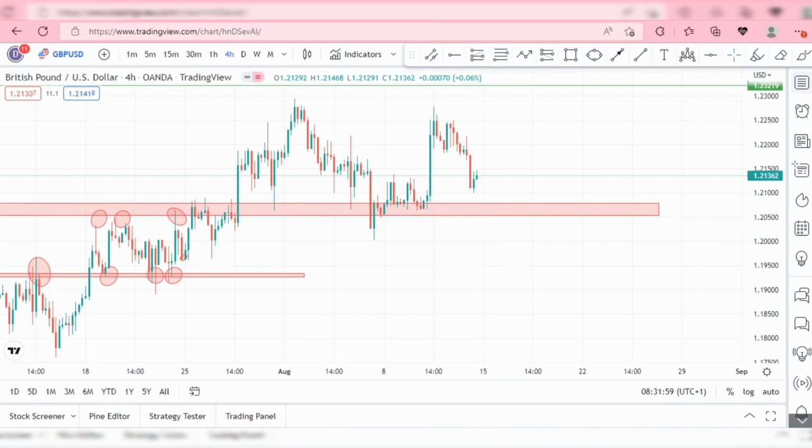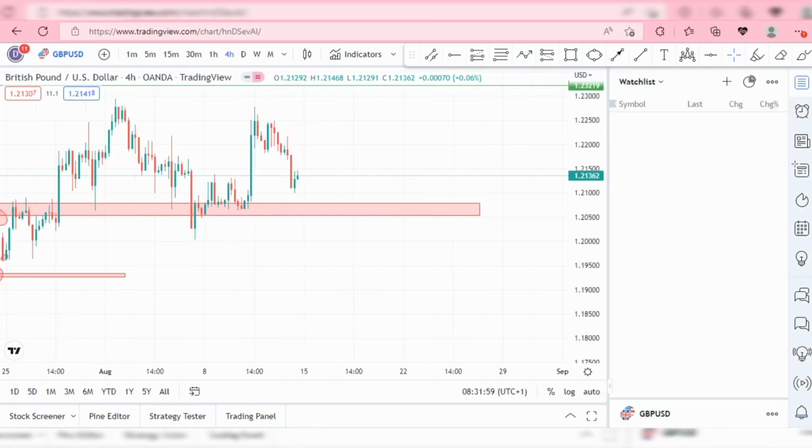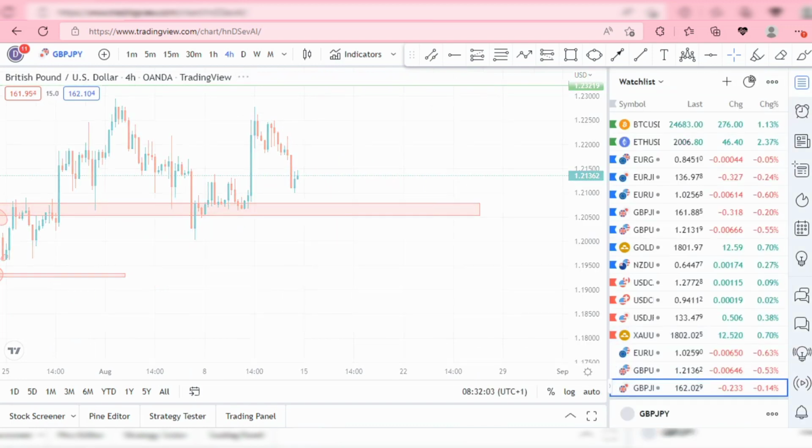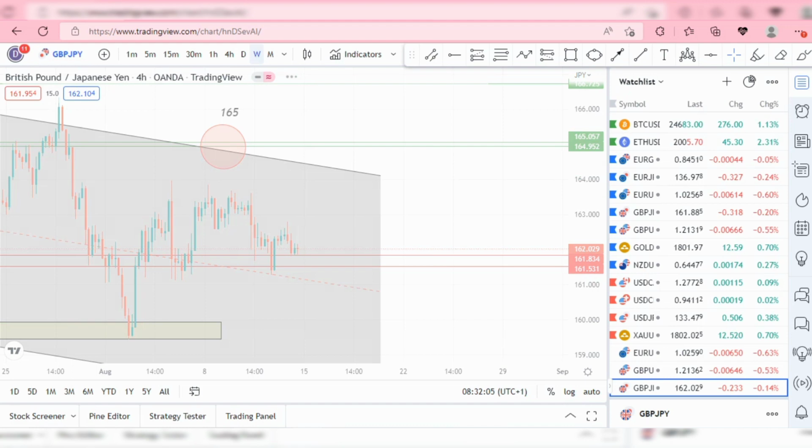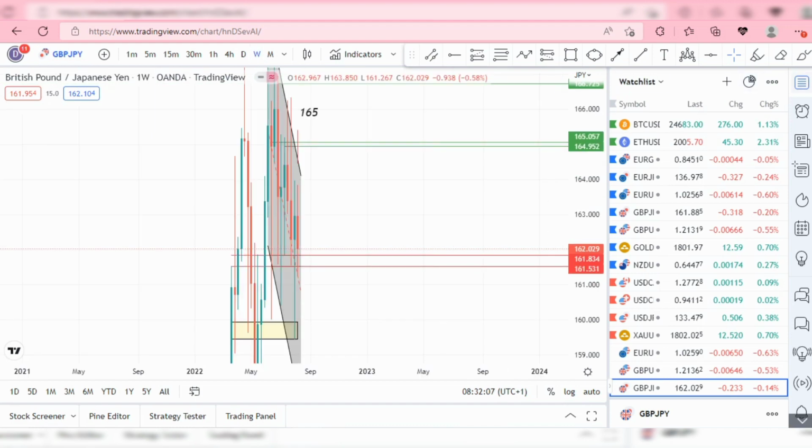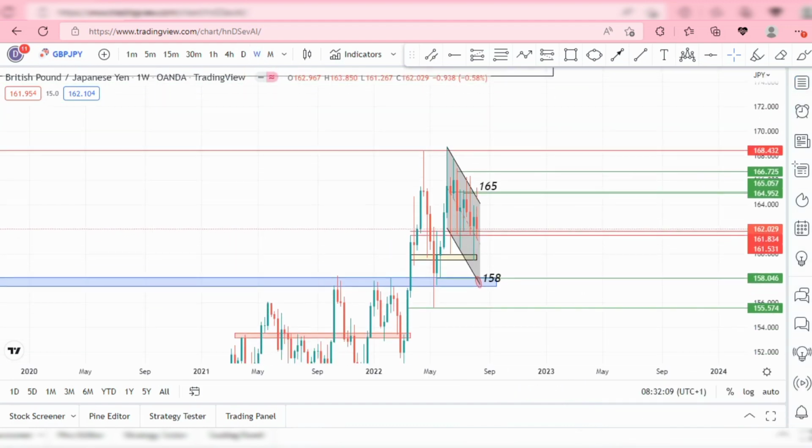Next, I'm going to talk about my analysis for GBPJPY. And again, I'll start off with the weekly time frame. I'll work my way down to the 4-hour time frame.